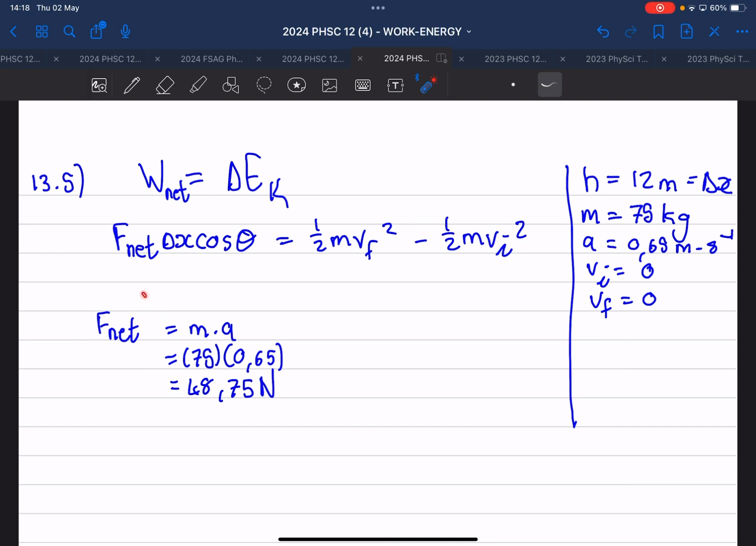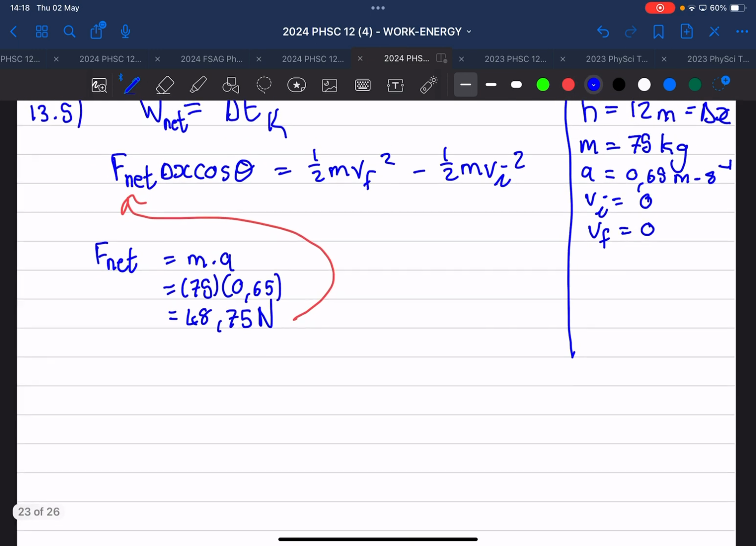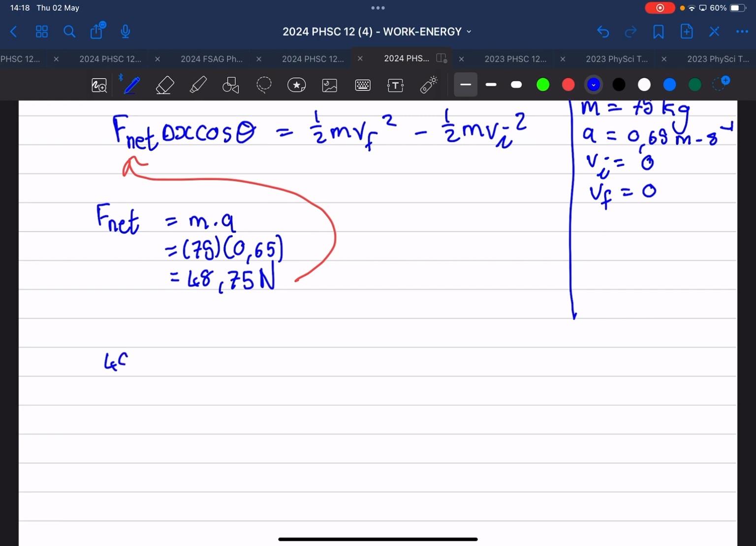Okay, now because we calculated F net, omdat ons F net uitgewerk het, kan ons F net daar gaan invervang. Okay, so this is something we haven't done before. We haven't used the F net equation, right? Okay, so let's substitute that in. We substitute it over there. And we have 48.75 newtons. Or delta X will be 12 meters.